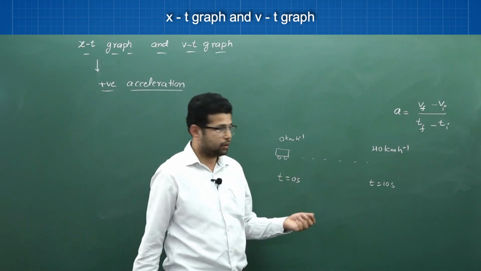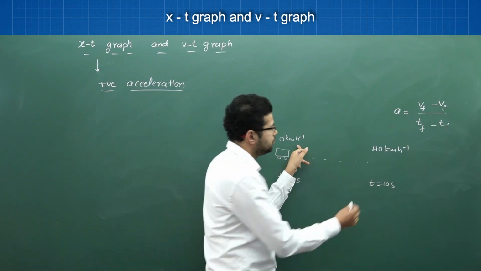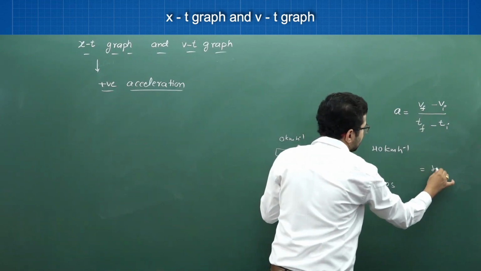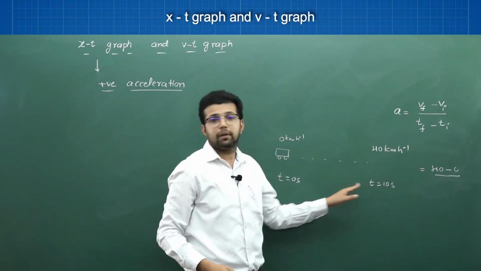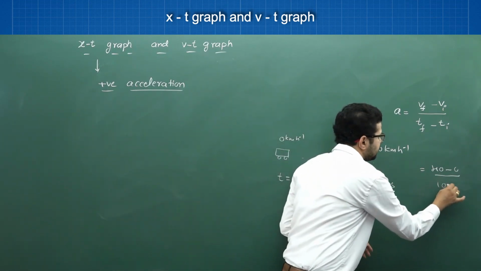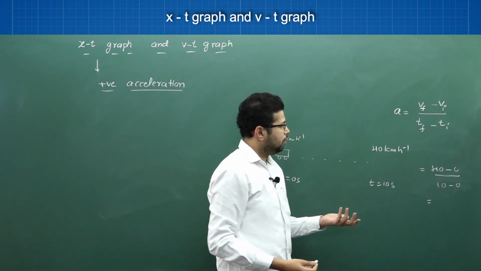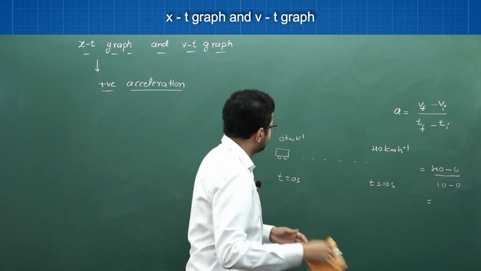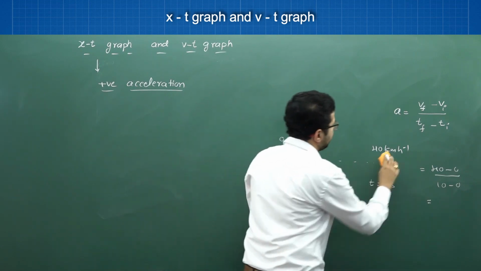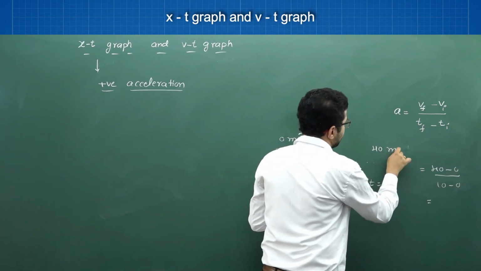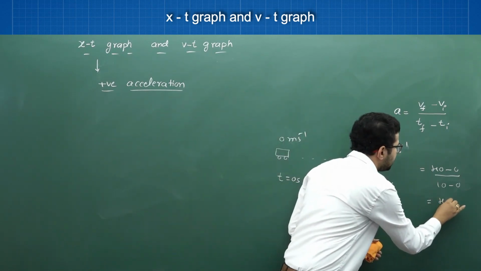Now, what is the acceleration of the bus? Final velocity minus initial velocity. That is 40 minus 0 divided by final time minus initial time, 10 minus 0. So it is 40 by 10, or for simplicity, I will write here 0 meter per second and 40 meter per second. 40 divided by 10, I will get 4 meter per second square.